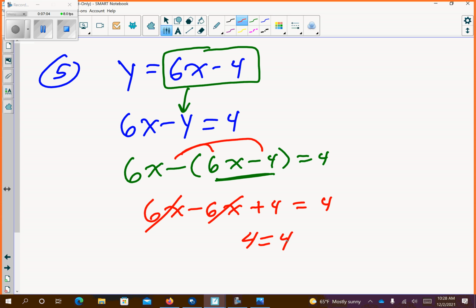It's infinite solutions because it's true. Because this is true, this means we have infinite solutions. If that was false, my friends, it would mean there's no solution. That means there would have been parallel lines if I had graphed them, okay?